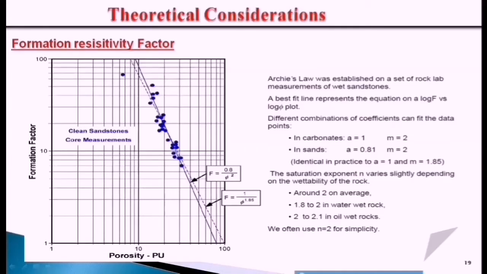So this blue continuous line, the equation of this line, is F equals 0.8 divided by porosity to the power of 2. So that means we have two equations, and those two equations depend on A and M. Here A is equal to 1 if it's calculated, and for this sandstone it's equal to 0.8, and M is equal to 2.